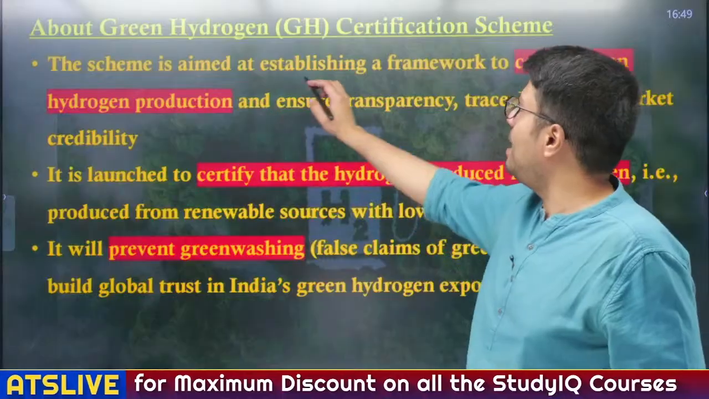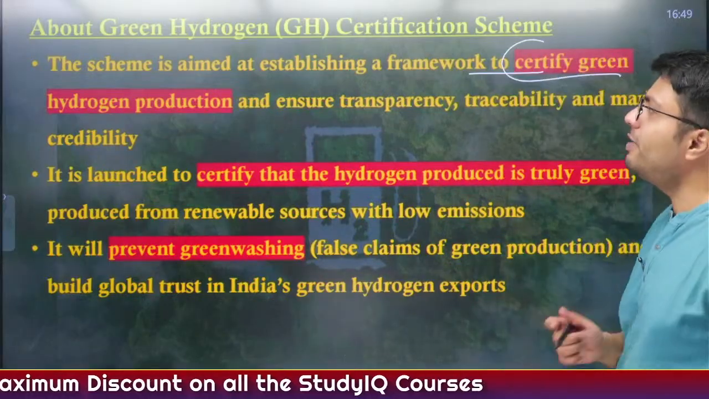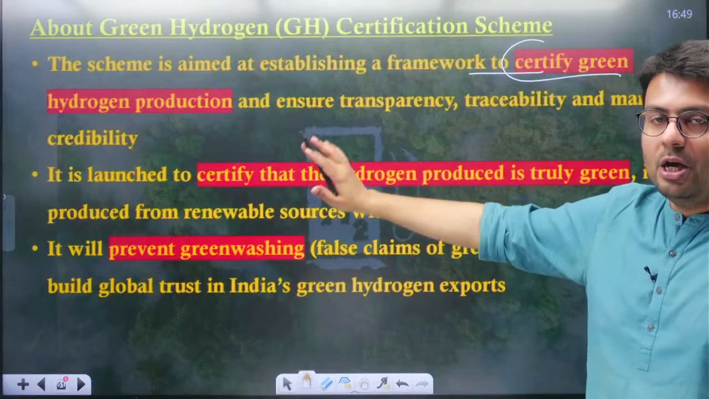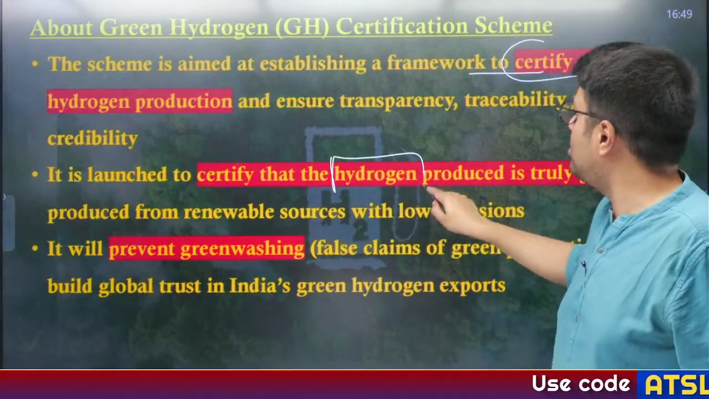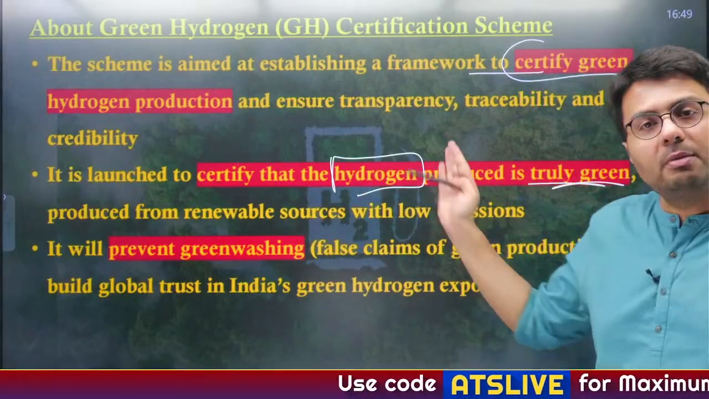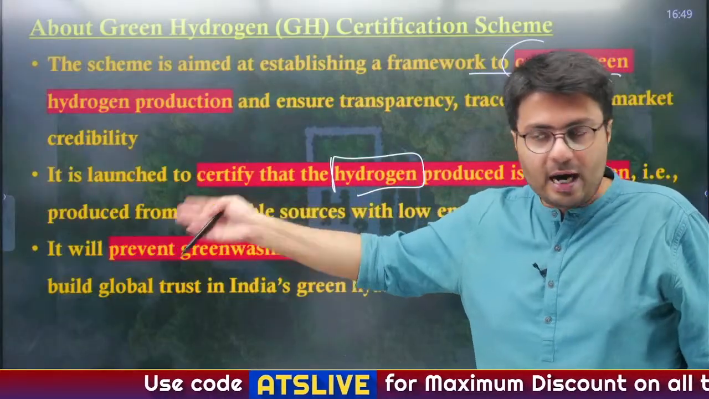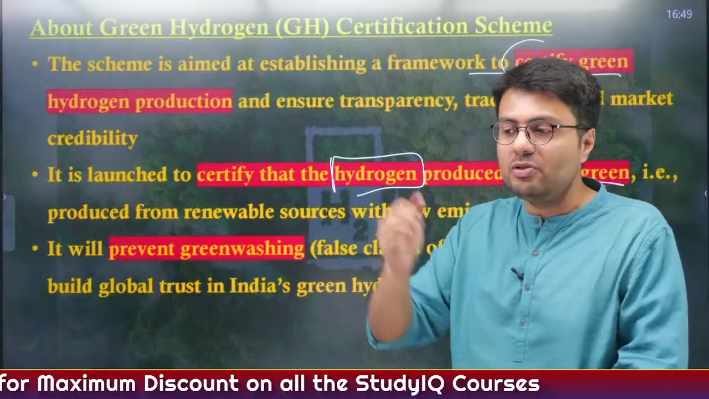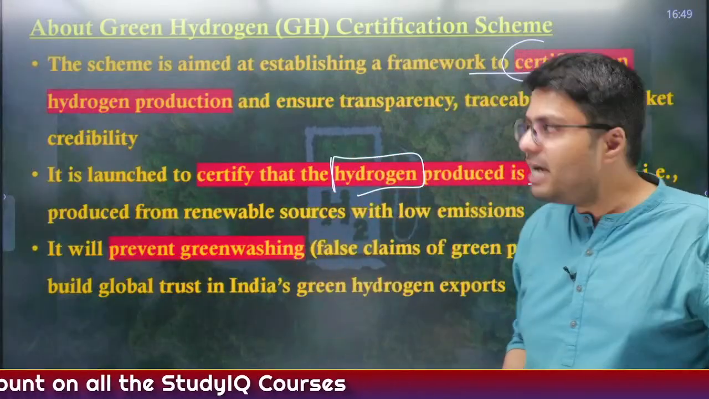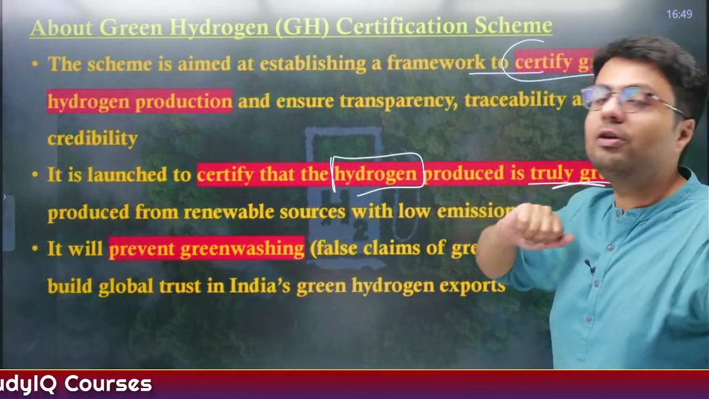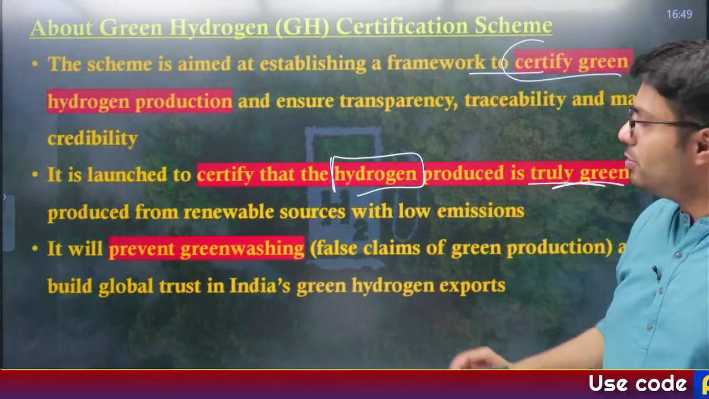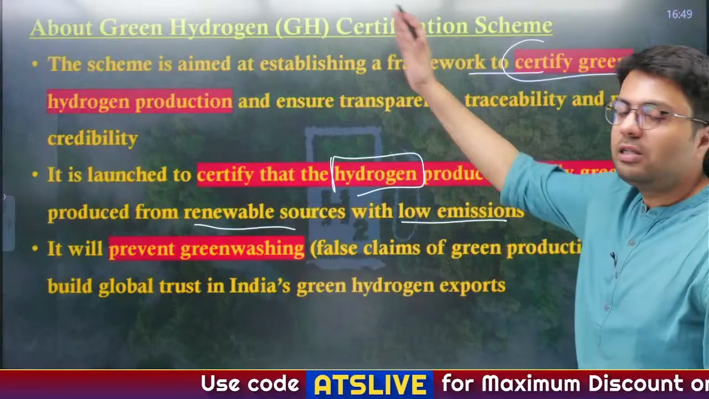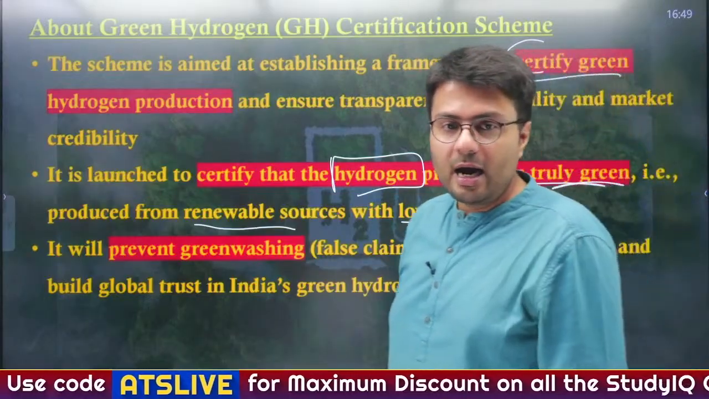Now, the scheme is aimed at establishing a framework to certify green hydrogen production and to ensure transparency, traceability and credibility. So, it is launched to certify whether the hydrogen that you are getting is truly green or not, similar to that of organic food, right? Organic food, how do we know that the particular food is organic? Because some agency must be certifying it, right? Similarly, you also need to certify hydrogen, whether or not it is green hydrogen, whether or not it has been produced from renewable sources and has low emission. That certification scheme is called the Green Hydrogen Certification Scheme.